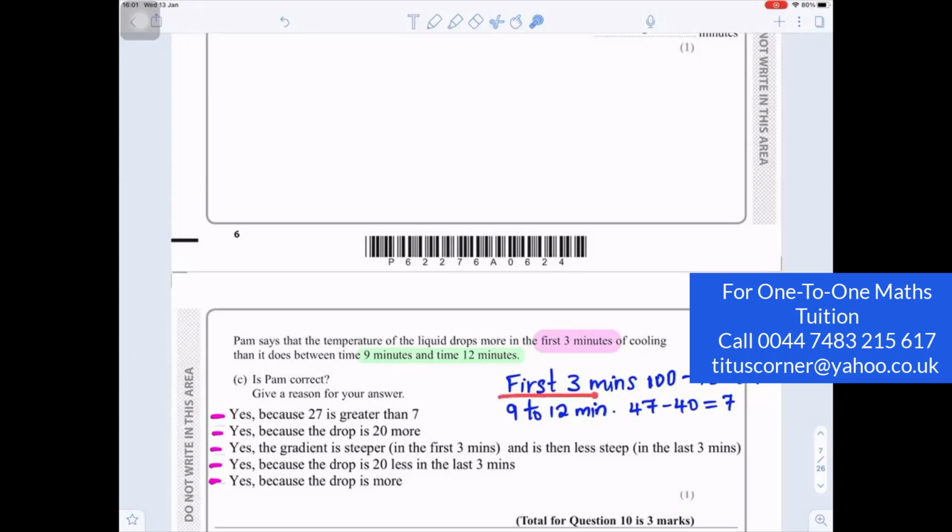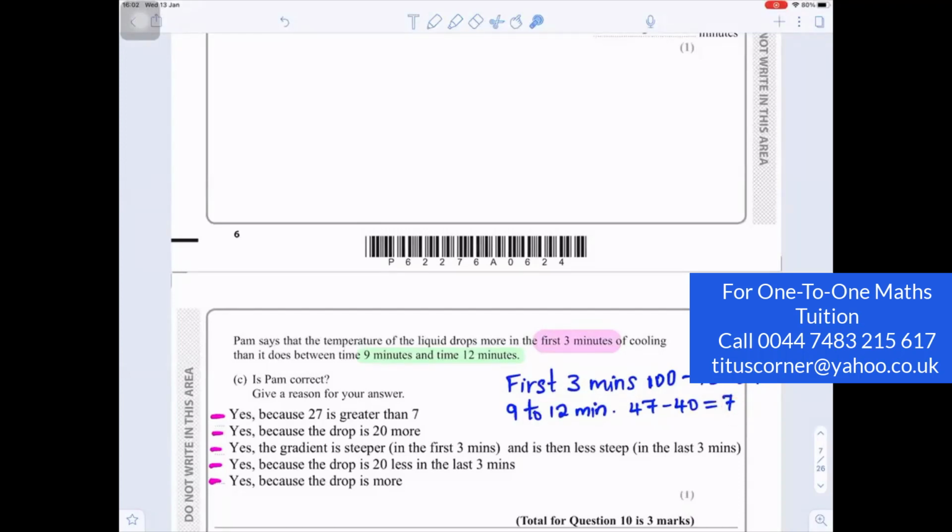So for the first 3 minutes, I've put it there in blue on the right hand side, it dropped from 100 to 73. So 100 minus 73 gives you 27. So for the first 3 minutes, it dropped by 27 degrees. And then from 9 minutes to 12 minutes, it dropped from 47 to 40. So 47 minus 40 is 7. So you can see 27 is a bigger drop than 7.